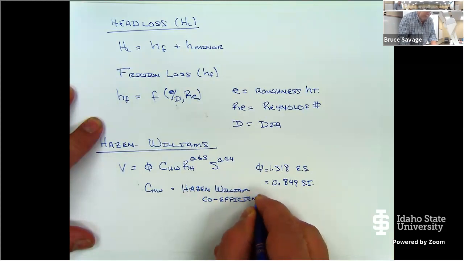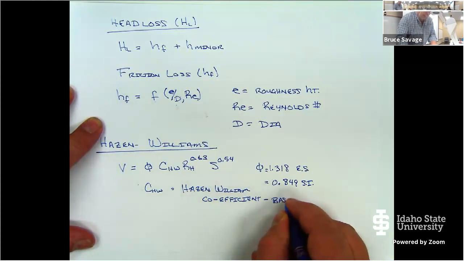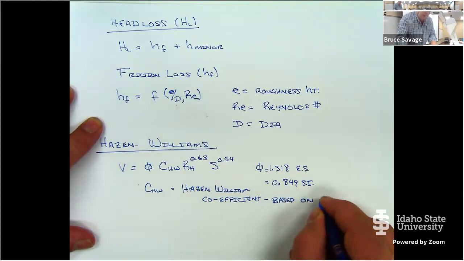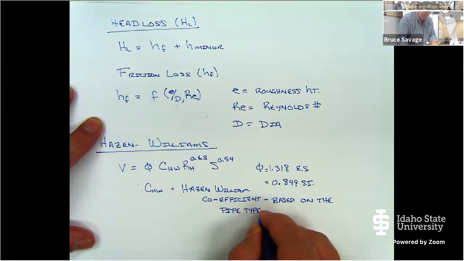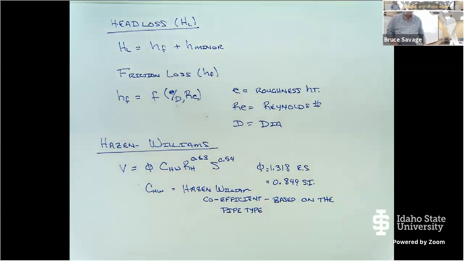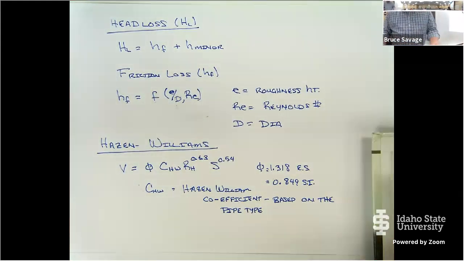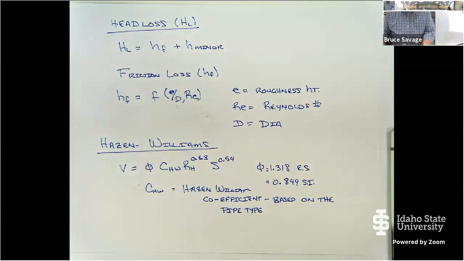Okay, and the Hazen-Williams coefficient is based on the pipe type. So plastic pipe is going to be different than steel pipe. It's going to be different than wood, if you've ever seen wood pipe. And so obviously if we need the Hazen-Williams equation, we're going to go to our book and pull these values out.